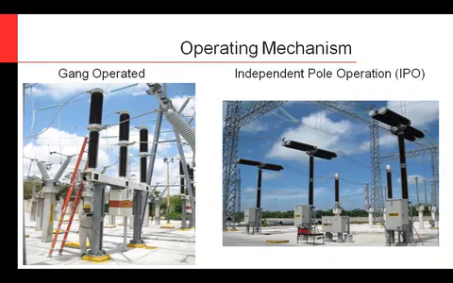Then coming over to our live tank design, same thing. You can have a gang-operated live tank circuit breaker, so you have one mechanism here in the center, and then there are linkages going over to the other two phases. Then once we get here, this is 2 breaks per phase, but you'll see we have 1, 2, 3 mechanisms, one mechanism for each phase there.